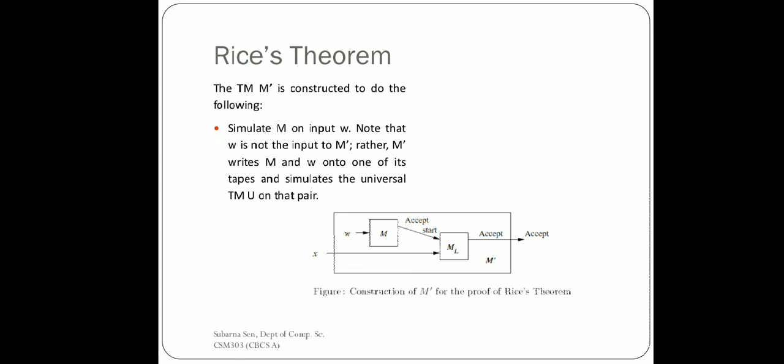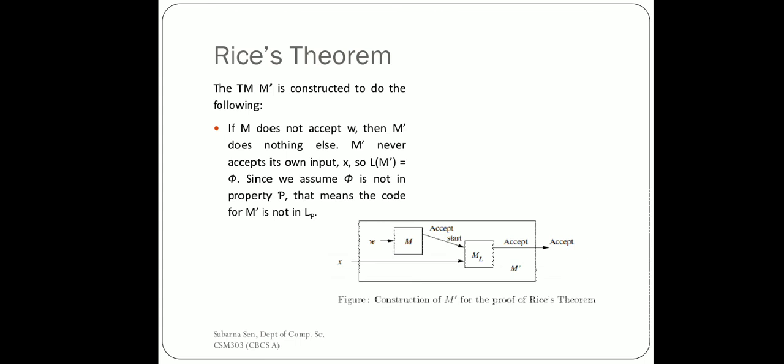Since we are using this M comma W, and at the beginning of Rice's theorem, we have already told you that with this M comma W we are mimicking the working of a universal Turing machine. So it has already simulated the total functioning of the universal Turing machine in one of its steps. Now if M does not accept W, then M dash does nothing else. M dash never accepts its own input X, so L(M dash) equals the empty set.